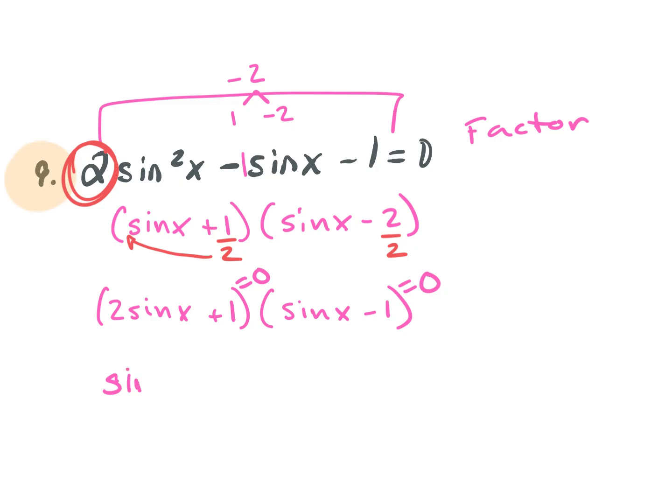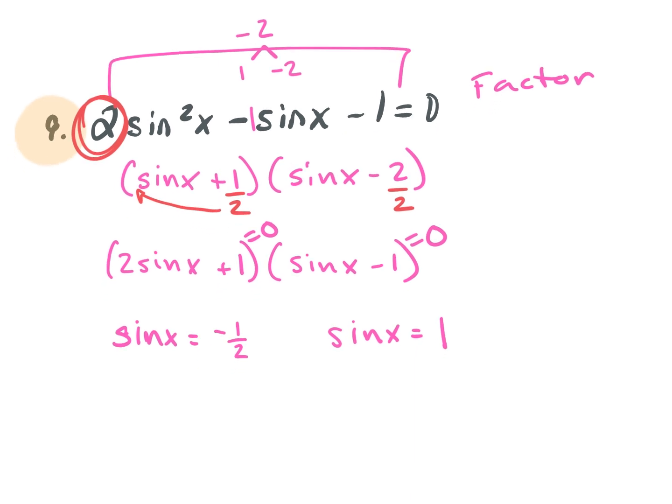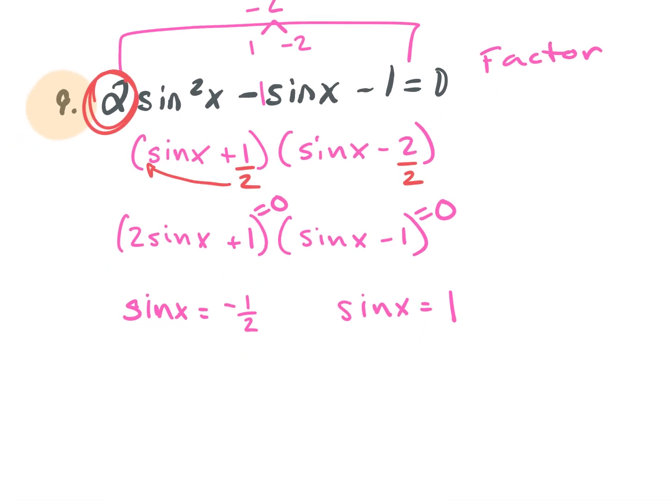So we get sine of x equals what? -1/2, perfect. And sine of x equals 1, awesome. So I skipped a couple steps there, but just set it equal to 0 and work it out. So we get sine of x equals -1/2 and sine of x equals 1.